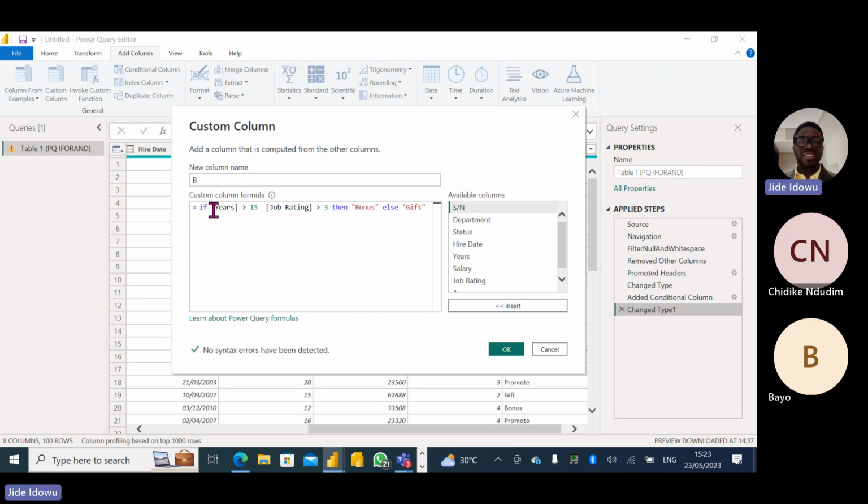Then I could say if year is greater than 15, and job rating column is greater than 3, then what should happen? You can promote them. So instead of bonus, promote. Else, they can get bonus. Then that's all. Let me say okay.